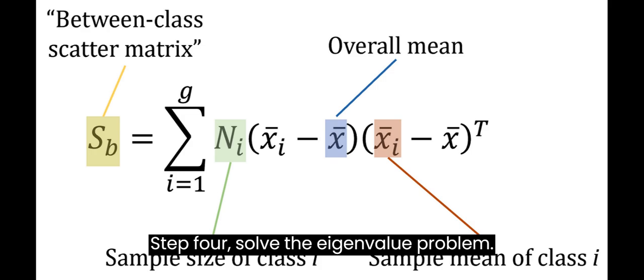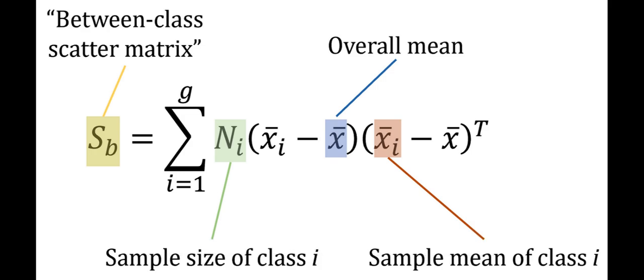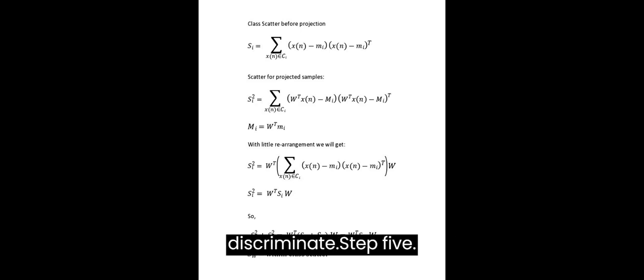Step 4. Solve the eigenvalue problem. Perform an eigendecomposition on the inverse of the within-class scatter matrix multiplied by the between-class scatter matrix. This step yields eigenvectors and eigenvalues. The eigenvectors represent the linear discriminants, and the eigenvalues indicate the amount of discriminant information captured by each linear discriminant.